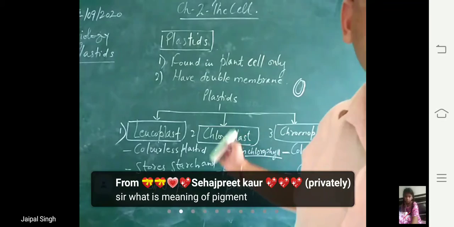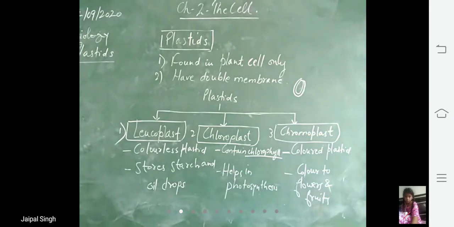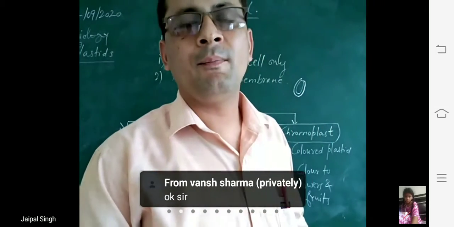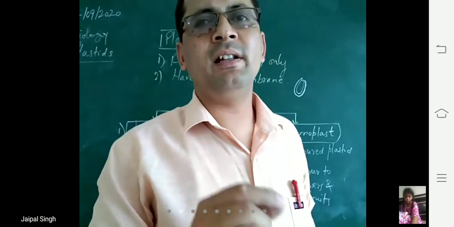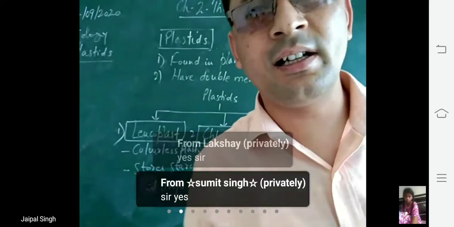Is this clear, plastid? Reply in message. What is pigment? Beta, pigment means particles. Pigment means small particles. Okay, so plastids are clear.